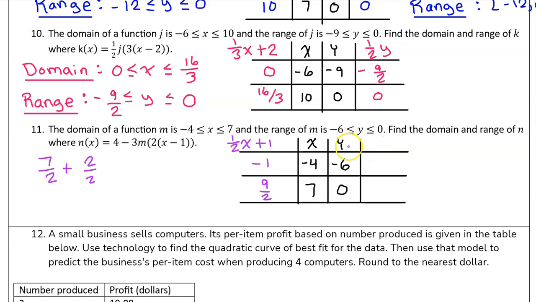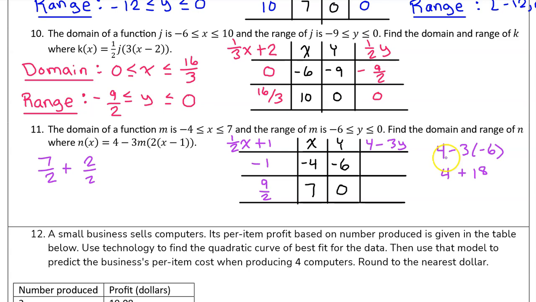The transformations that affect the y values appear on the outside of the function. So this 4 minus 3m becomes 4 minus 3y. 4 minus 3 times negative 6 is the same as 4 plus 18, which is 22. And 4 minus 3 times 0 is 4 minus 0, which is just 4.